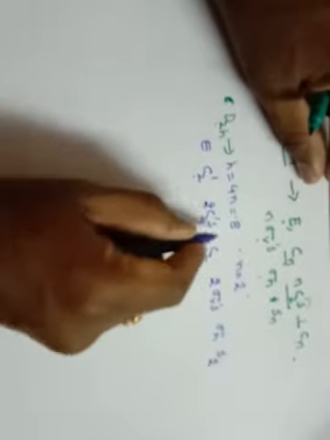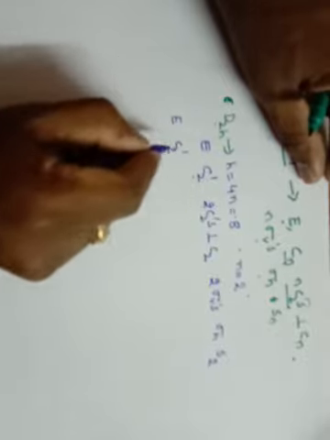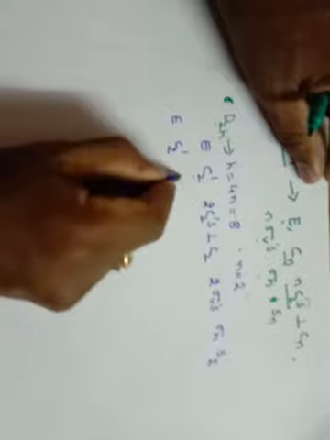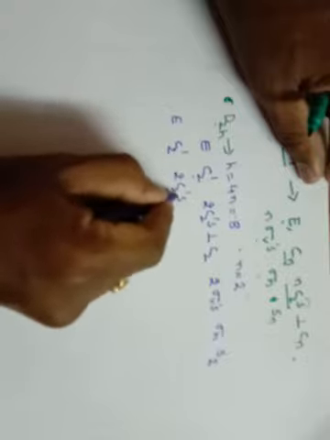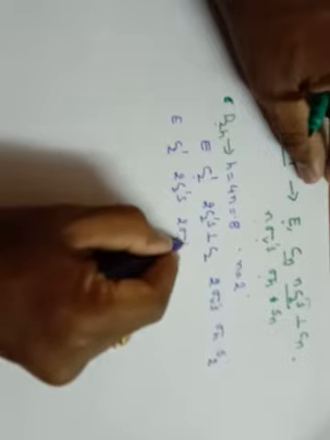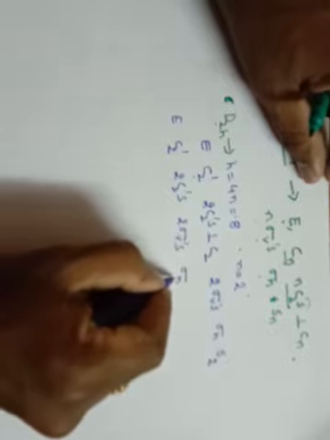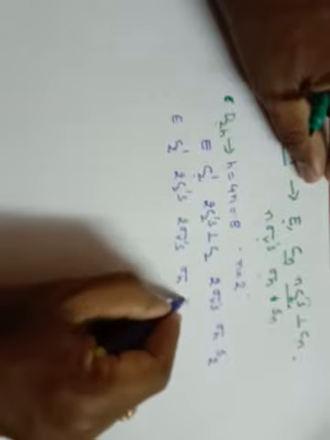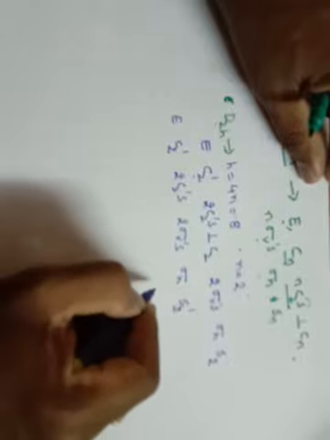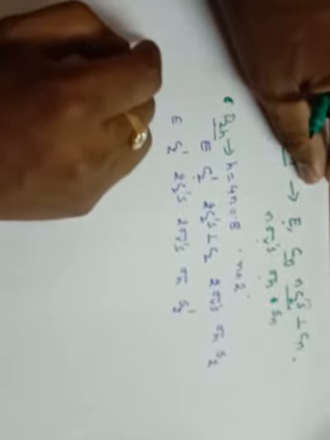Now let us see all those 8 elements: identity, C2, 2 C2s, altogether 4, and 2 sigma v's, that is 6, sigma h 7, and we have S2. Total 8 symmetry elements are present in the D2H point group.